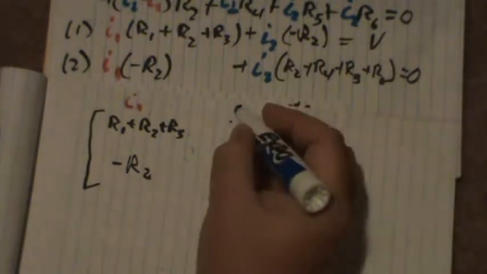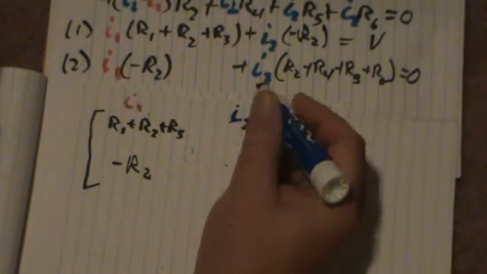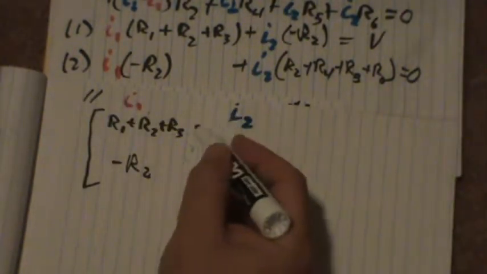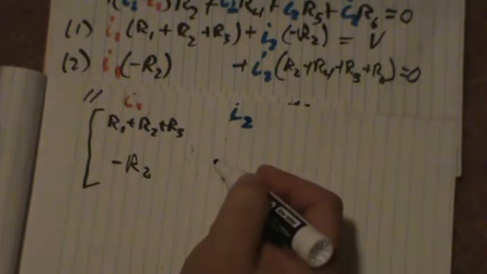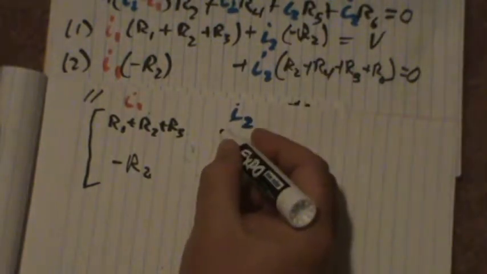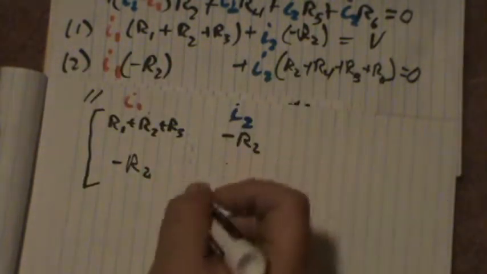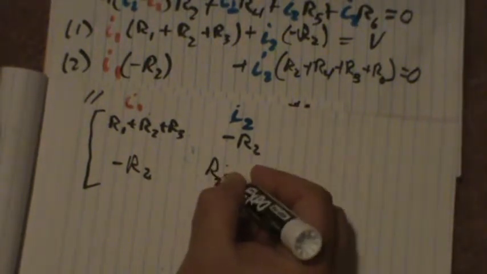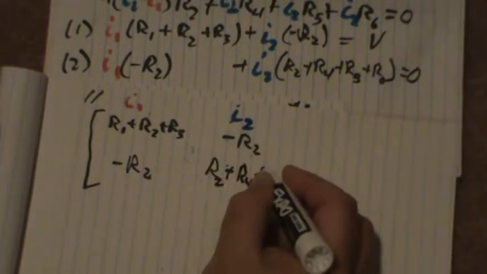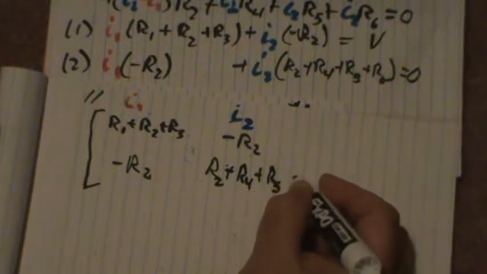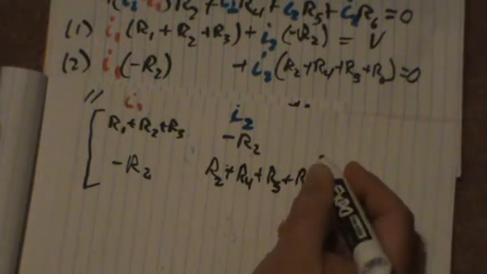Now, the second column relates to the second variable, which is I2. Now, this is not part of the equation. I'm just writing that there. This is a comment line, right? So this is just to remind you that the second column is due to the second current, and I write the resistances. I get minus R2, and then the second row is the second equation, and I've got R2 plus R4 plus R5 plus R6.